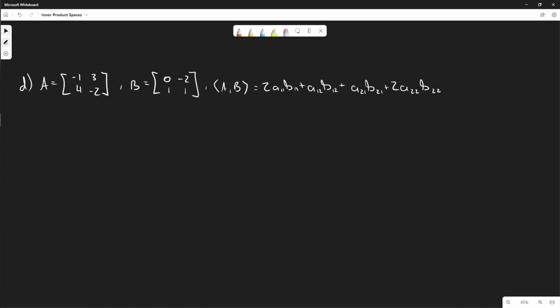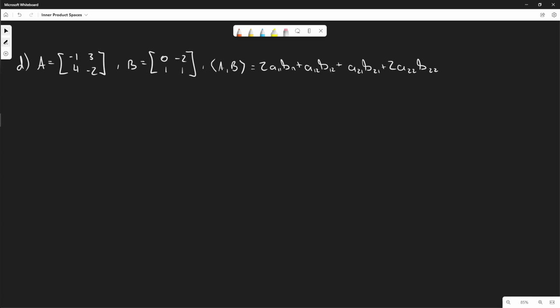The fourth one, whoa, we got a matrix here. And so the matrix, it's nothing too bad. We're given that the inner product space between two 2x2 matrices is given by this. And so all we just gotta do is plug and chug.